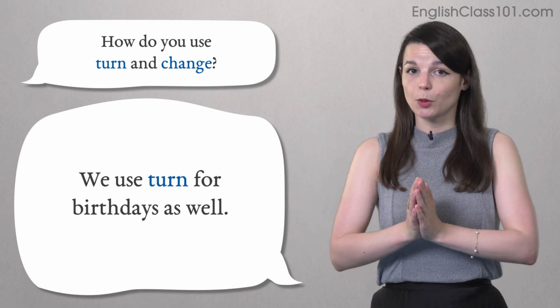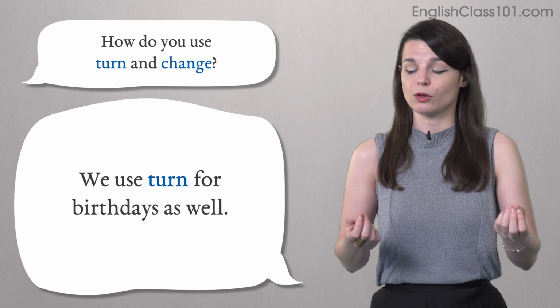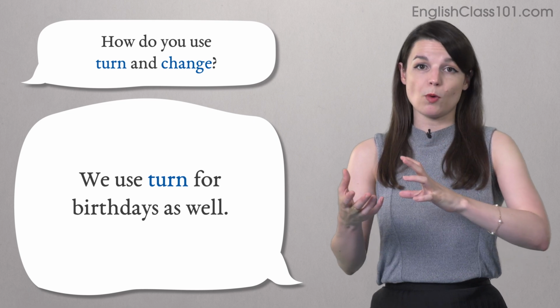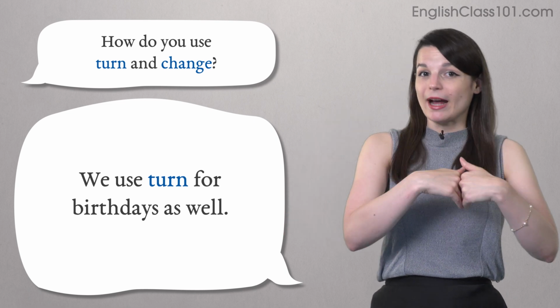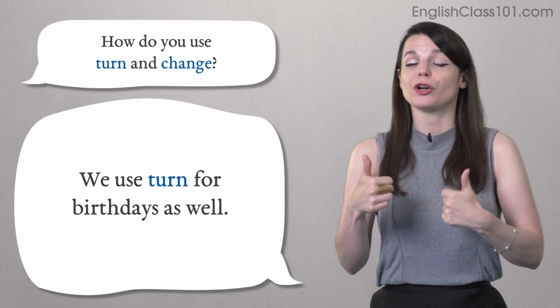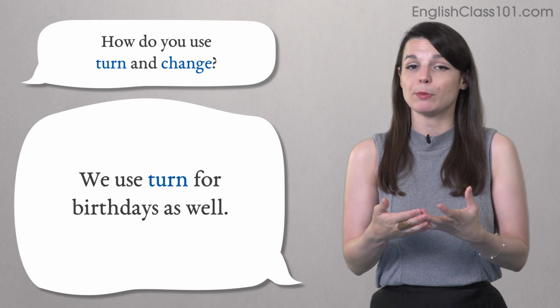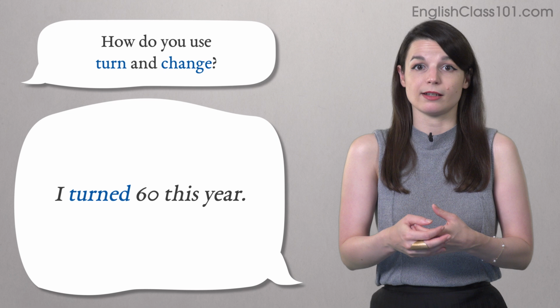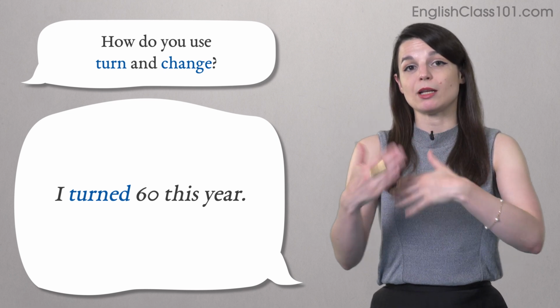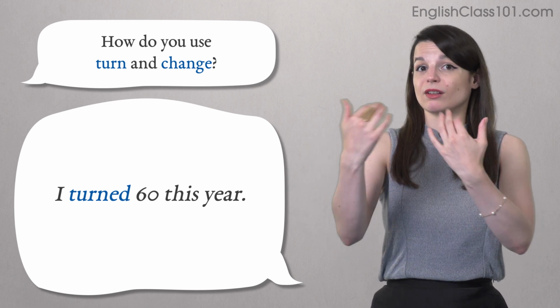We use turn when we're talking about birthdays too. So you can think of this in the same way. When we move to the next age, we cannot go back to the previous age. So using turn makes a lot of sense. For example, I turned 50 this year, or I turned 60 this year. So we use turn there to mean become, and also we can't go back.